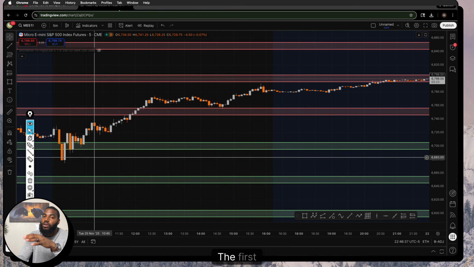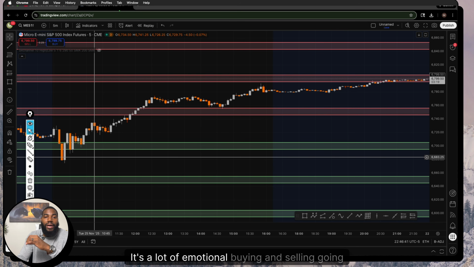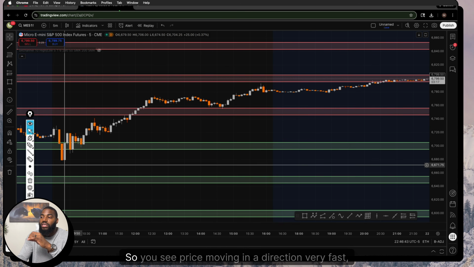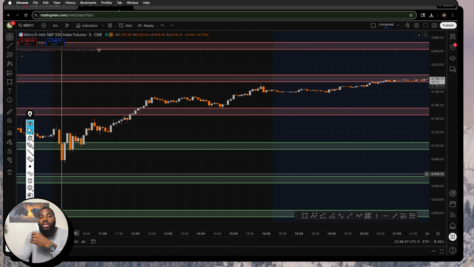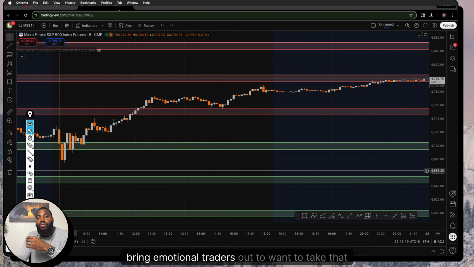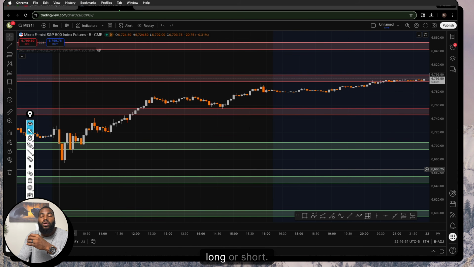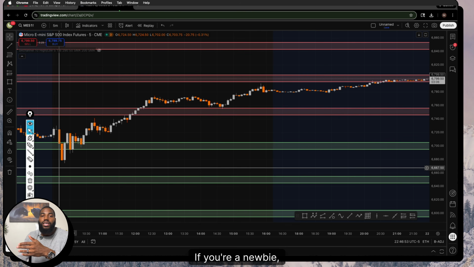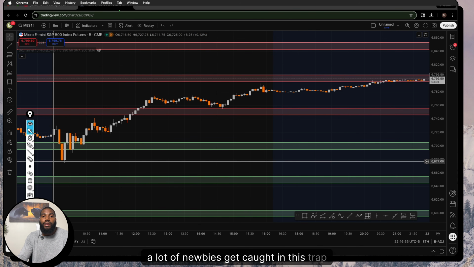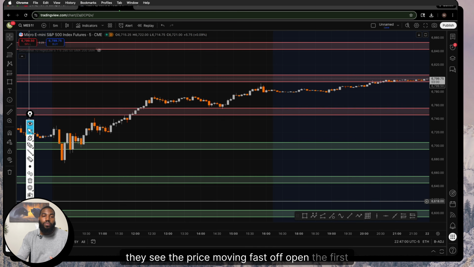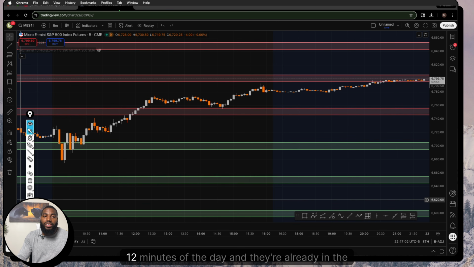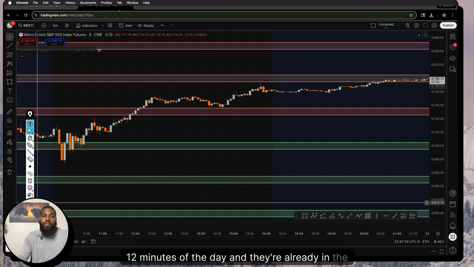In the early morning, the first 15 minutes, it's a lot of emotional buying and selling going on. So you see price moving in a direction very fast, which brings emotional traders out to want to take that trade long or short. If you're a newbie, a lot of newbies get caught in this trap because they see the price moving fast off open, the first 1 or 2 minutes of the day, and they're already in the market.